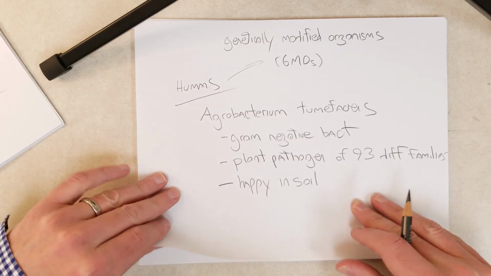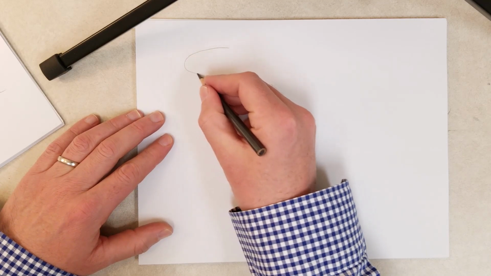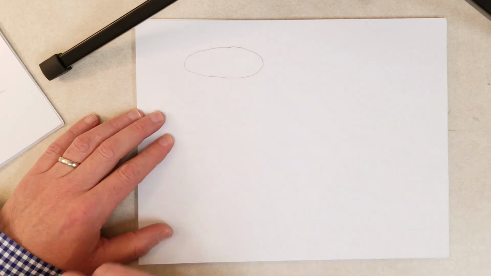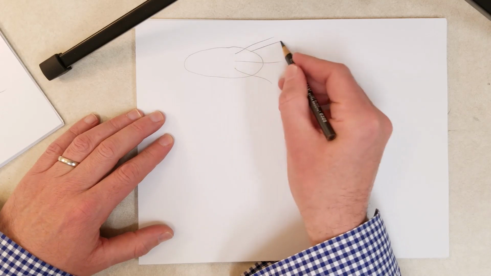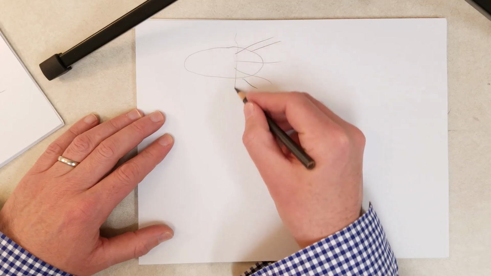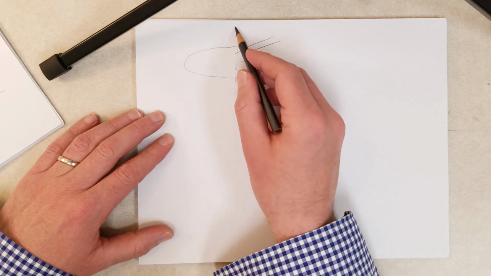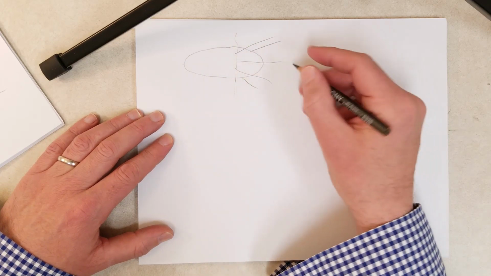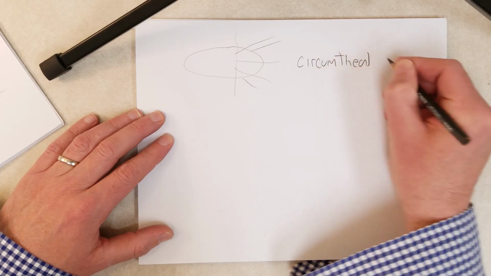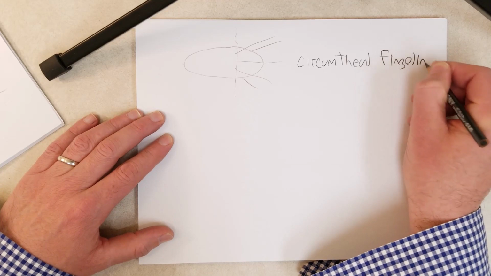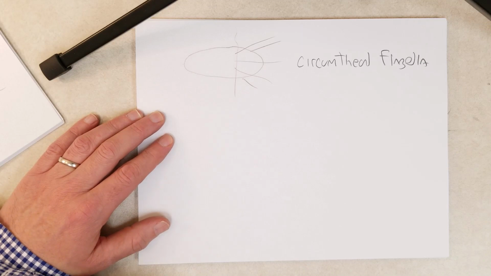So something interesting about Agrobacterium, because we want to know how Agrobacterium gets to the plant. Well, it has these little flagella that are arranged about 1/3 of the way. If you have two polar ends, well, 1/3 of the way from one end, you'll have what are called circumthecal flagella. And these things will help Agrobacterium get to a plant host.